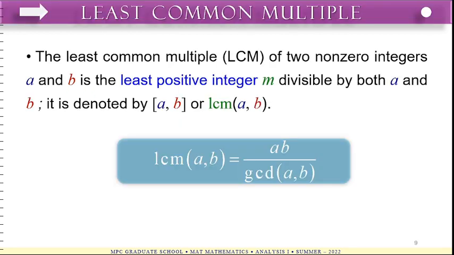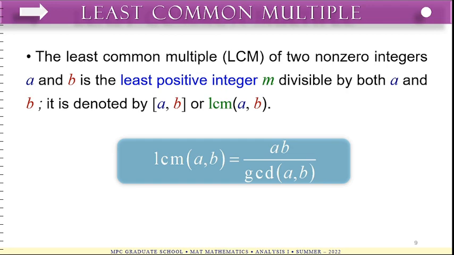Finally, we are now in LCM, or least common multiple. So the least common multiple, or LCM, of two non-zero integers a and b is the least positive integer m divisible by both a and b, and it is denoted by the LCM of a and b. And for the formula of the least common multiple, we have the LCM of a and b is equal to a times b over the GCD of a and b.